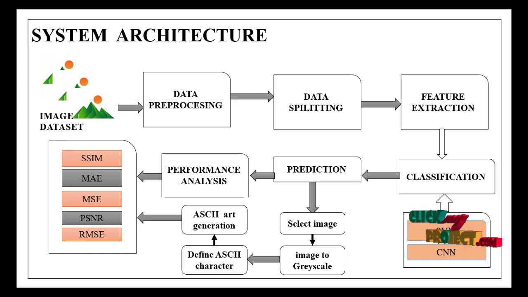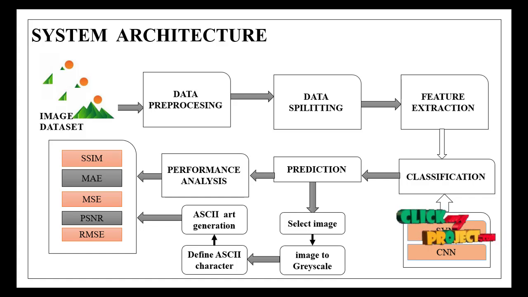First we have a data set. From the data set we select the data. The next step is pre-processing. Pre-process all the images in the data set, then split the data according to the feature extraction, and classify the data using algorithms like CNN and SVM. And then after classification we predict the images.